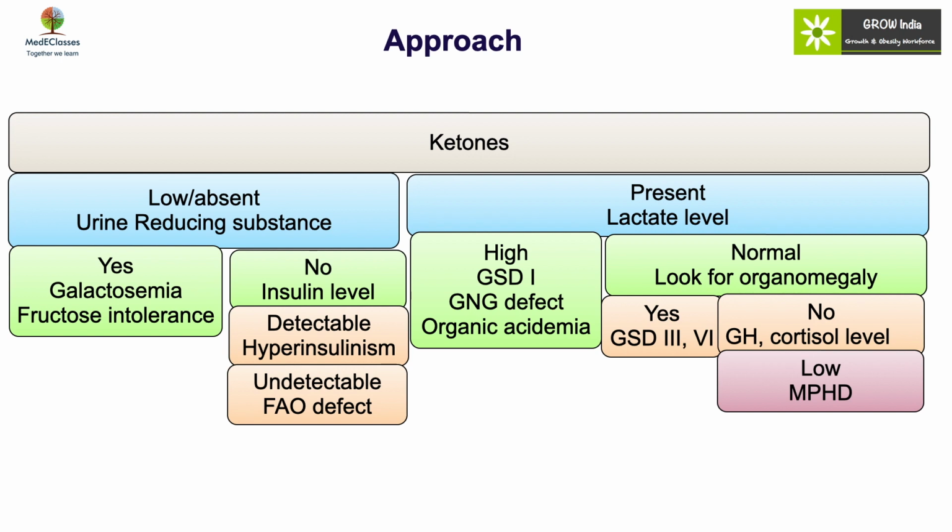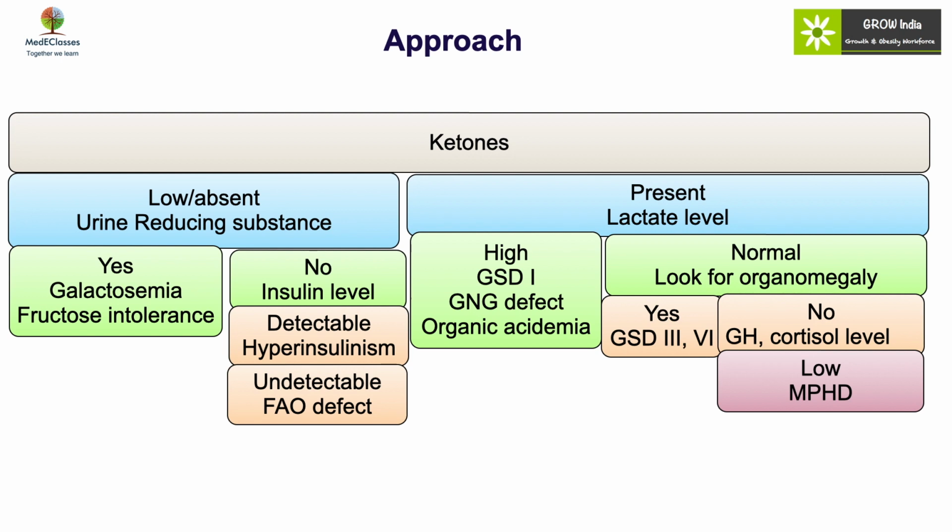So the overall assessment of a child with hypoglycemia clearly includes ketones, reducing substances, lactate, blood gas, insulin, and possibly fatty acids, organic acids, growth hormone, and cortisol. And there comes the role of the critical sample.